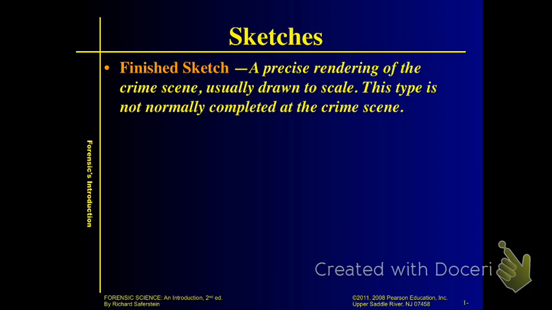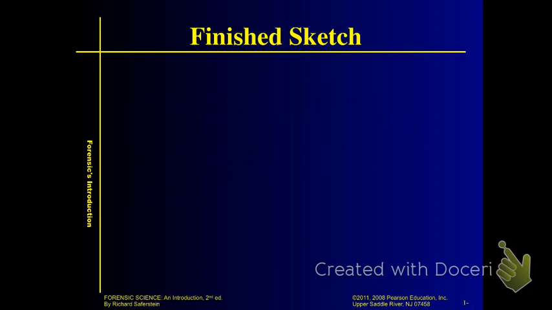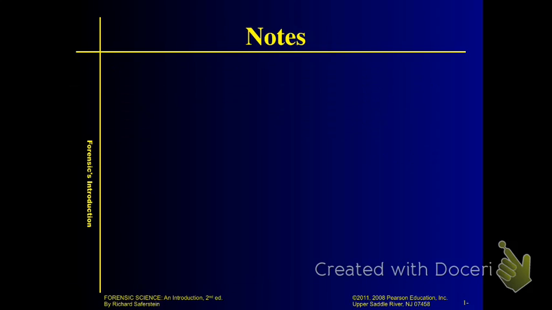A finished sketch is usually drawn to scale. It's not normally completed at the crime scene. It's drawn either by hand or using computer-generated software. This is an example of a finished sketch. A little bit more precise, a little bit neater, easier to read.